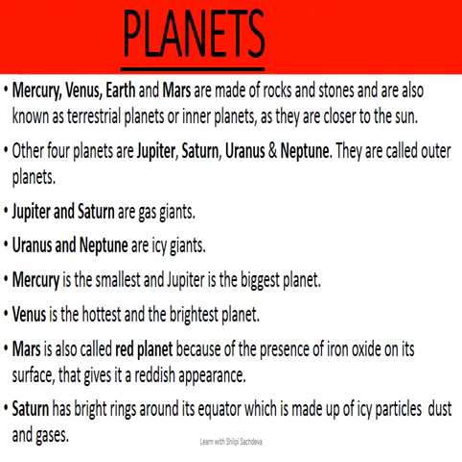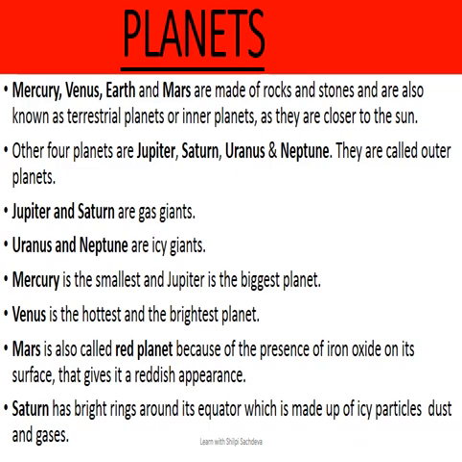Let us understand more about the planets. Mercury, Venus, Earth, and Mars are made up of rocks and stones and are also known as terrestrial planets or inner planets as they are closer to the Sun. The other 4 planets are Jupiter, Saturn, Uranus, and Neptune. They are also called outer planets.